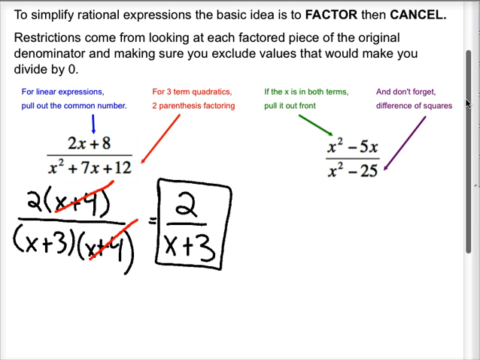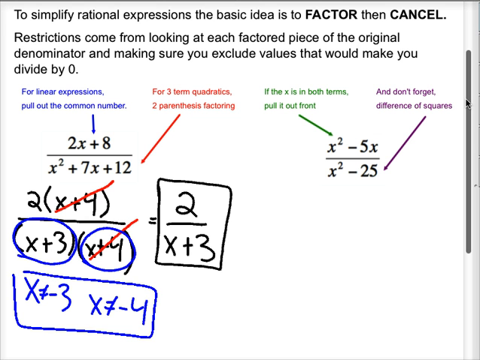And now for your restrictions, when it asks you to state the restrictions, basically connect that line of thought to points of discontinuity. Okay? So basically for restrictions, what you're going to say is because of that piece, we can't let x be negative 3. And because of that, we can't let x be negative 4. Those are simply the restrictions.